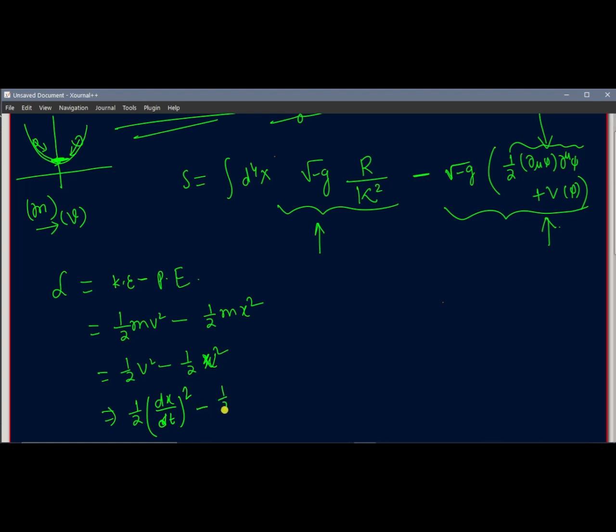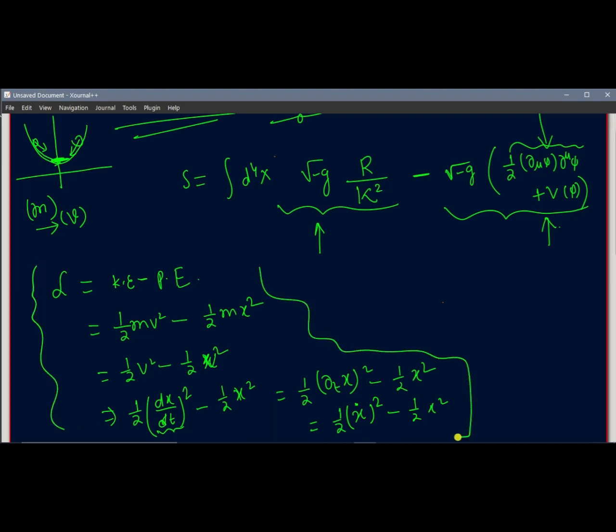So I can also write it like this: (1/2)(dx/dt)² minus (1/2)x². This is just a notation, and d/dt of x is a time derivative, so we can also show it as (1/2)ẋ² minus (1/2)x². So this is the complete classical picture of the particle which is in some kind of a potential.